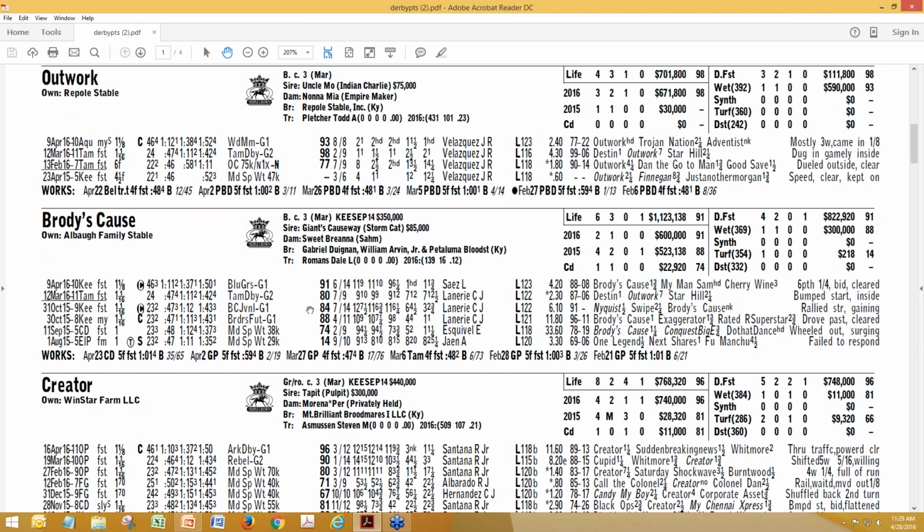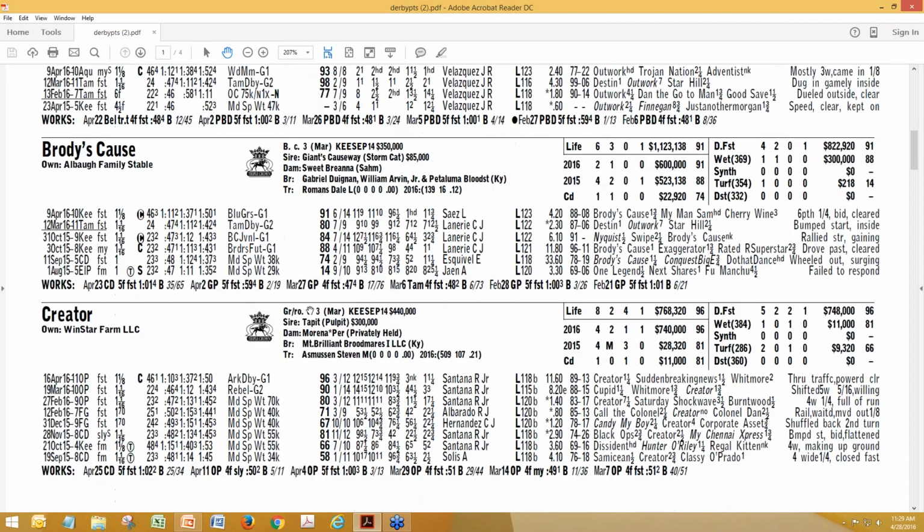And Brody's Cause is one of them. Creator is another. These are closers that were coming out of Derby preps where there was a lot of early speed that set it up for them. But of course, the way the point system is, those early speed rivals finished well out of the money, therefore didn't earn enough points to enter into the Derby. They're not going to be facing the same runners that they saw in the Bluegrass or the Arkansas Derby.